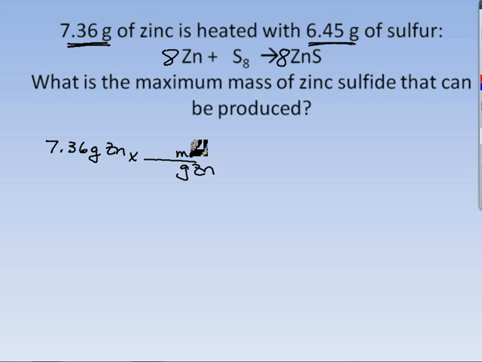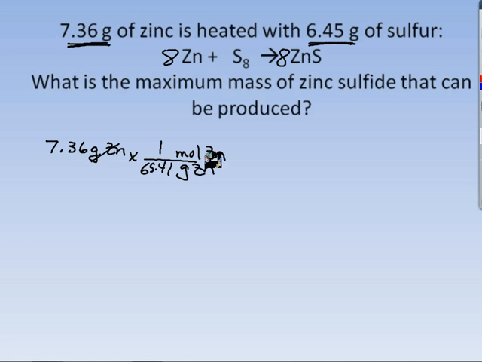So how do we do that? Well, we'll go ahead and set up our problem here. Grams of zinc to moles of zinc. 1 mole of zinc is 65.41 grams. Now, where did I get that number from? The 65.41 grams came right off the periodic table. If you remember, that's where we can get those numbers from.